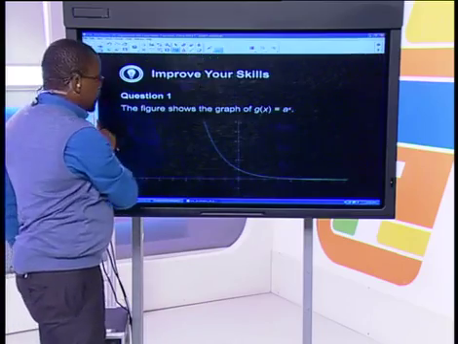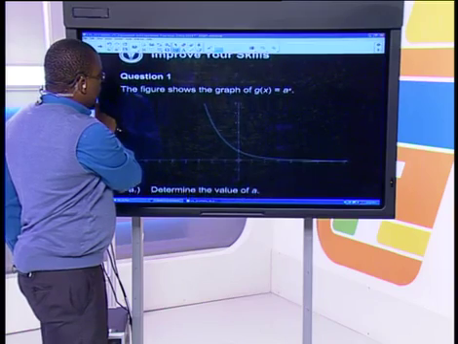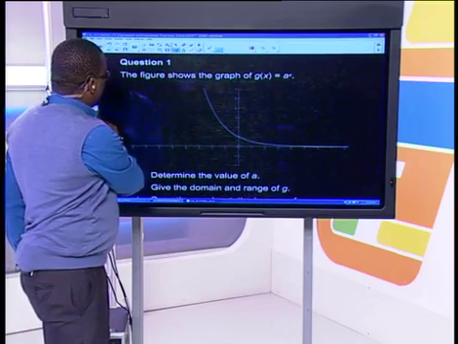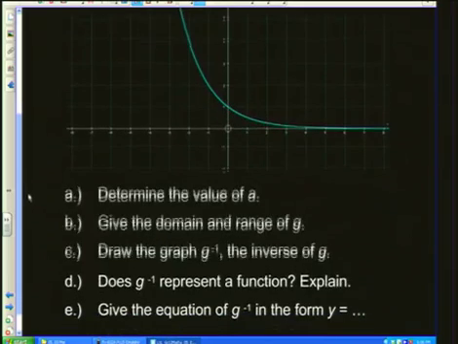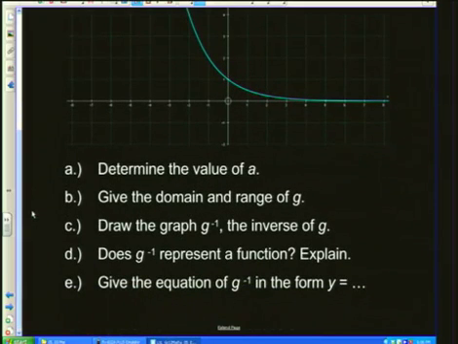Okay. Now, here you're given a figure. The figure shows the graph of g of x equals a to exponent x. Now, your first question, you need to find the value of a. The next question, you need to work out what the domain and the range of this function g are. And you need to draw the graph of the inverse. And the next part, you have to say whether your inverse represents a function, and you need to explain. And the next one, give the equation of the inverse in the form y equals.